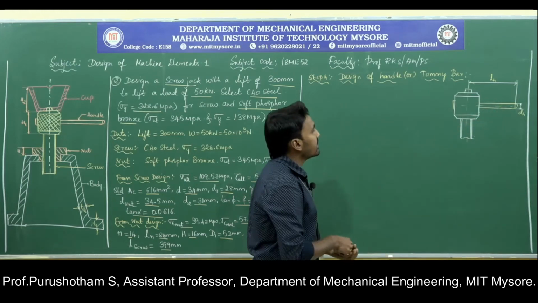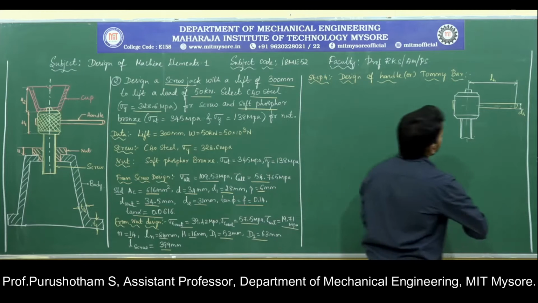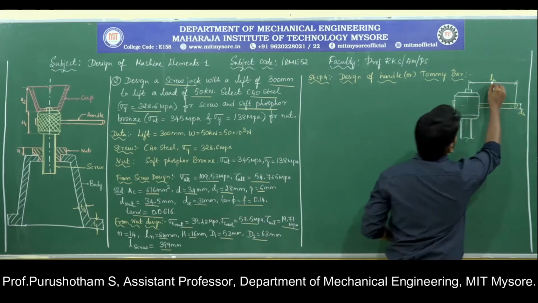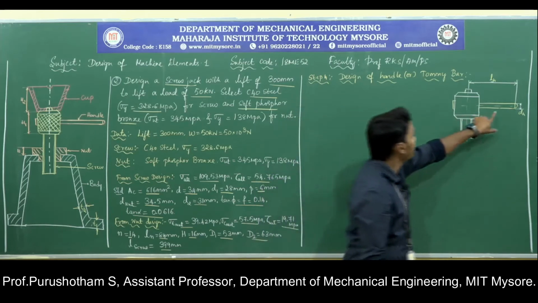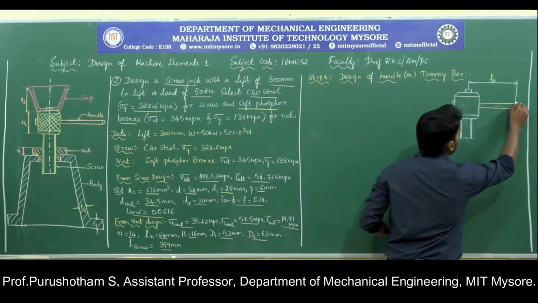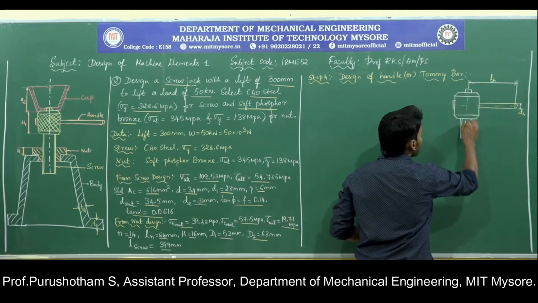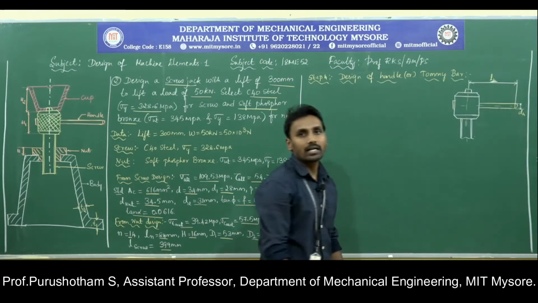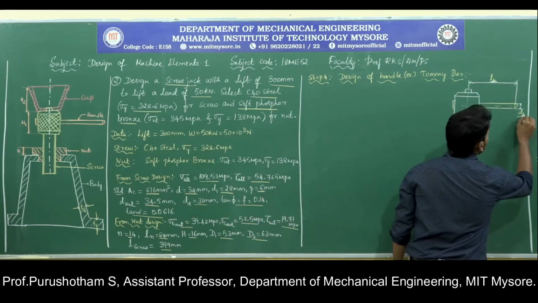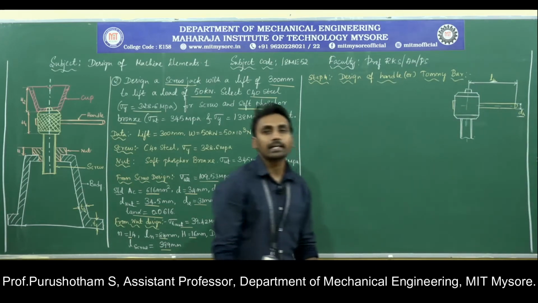Now in this, what do we need to calculate? We need to calculate LH, that is the effective length of the handle, which is measured from here to the center of the screw jack. So this will be the effective length of the handle, and DH, that is the diameter of the handle.